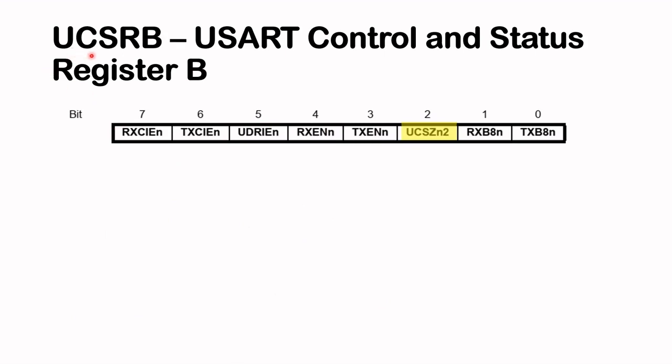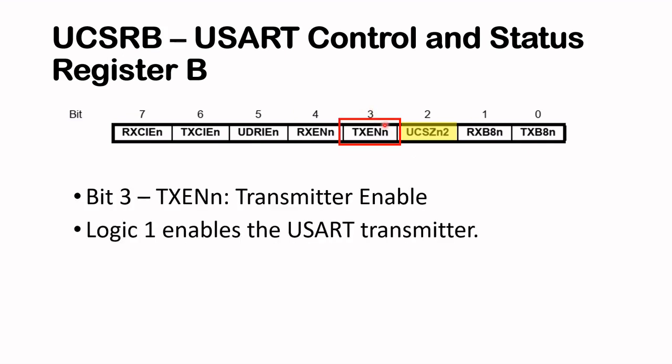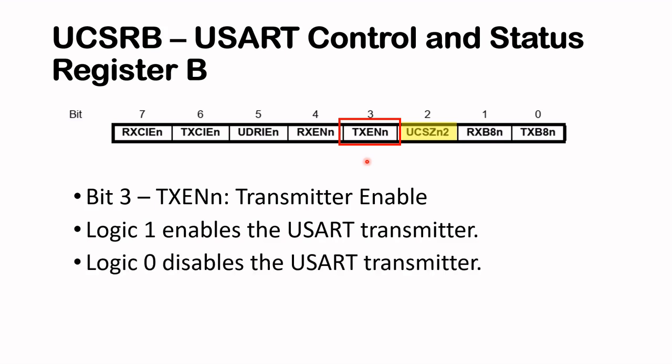Then the next one is the UCSRB, the USART control and status register B. Again, this is an 8-bit register. Let's first of all focus on bit 3. Right, bit 3 is the transmit enable, TXEN, transmit enable. Logic 1 enables the USART transmitter. So if you put a 1 here, that means the USART transmitter is ready. If it's 0, then that disables the USART transmitter.